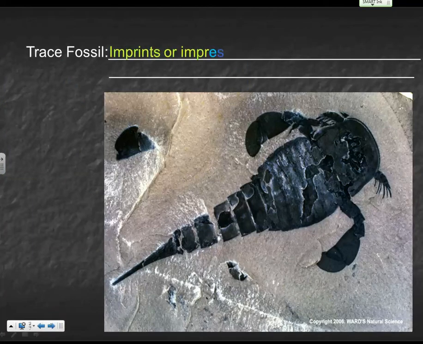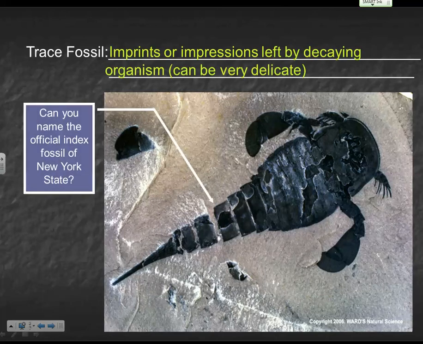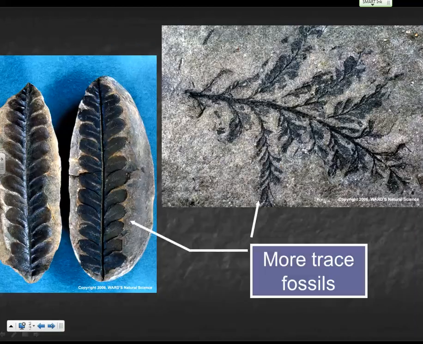And trace fossils. These can be very delicate. Imprints, impressions. Here is a Eurypterid, you might remember, our New York State fossil. And there's some in the classroom. If you walk around, you'll see that large example in the back. And some more trace fossils. Here we have some leaves. And you might learn that these life forms are completely different than things that are alive today. So it's showing you how life has evolved.